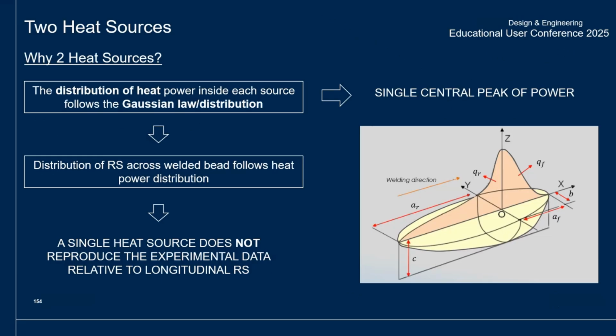The distribution of heat power inside each source on Simufact Welding follows the Gaussian distribution and for this reason provides a single central peak of power as illustrated in the figure of the slide. The distribution of residual stresses across the welding bead follows the heat power distribution. So with my friction stir welding simulation, I demonstrated that a single heat source was not sufficient to reproduce the experimental data relative to longitudinal residual stresses.